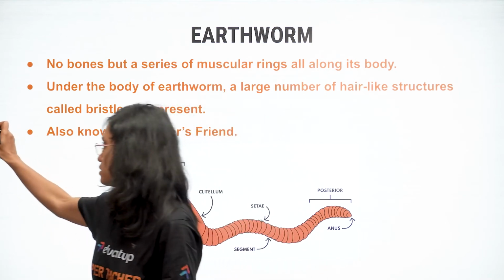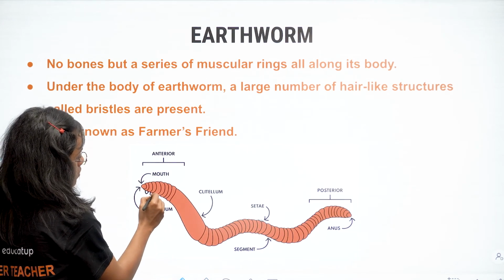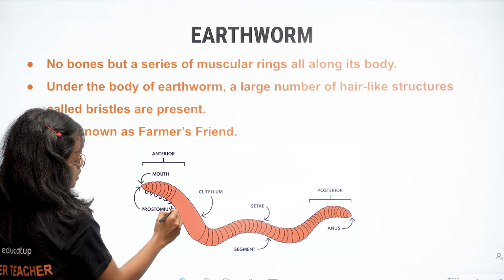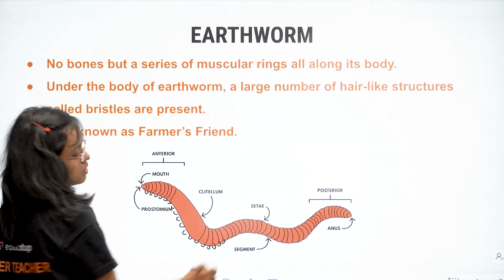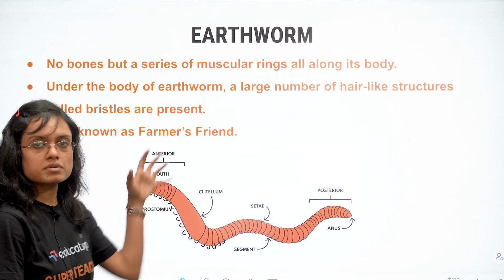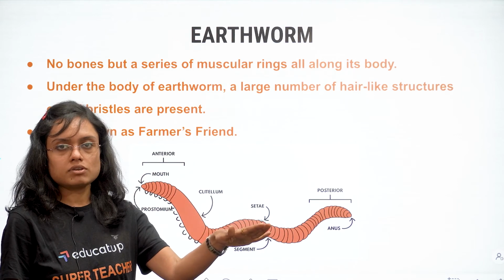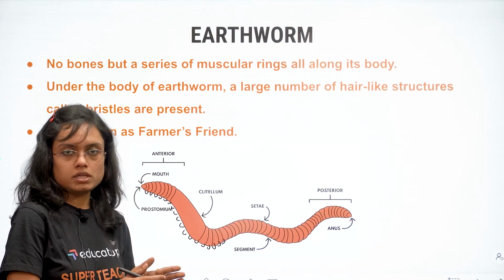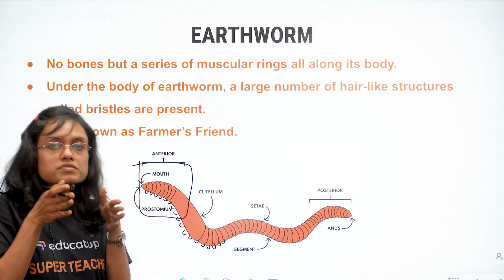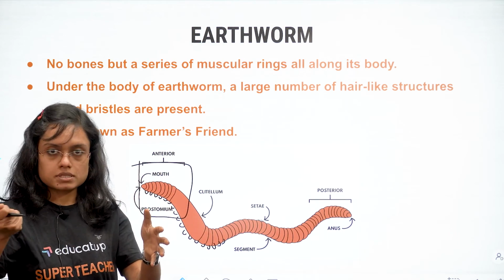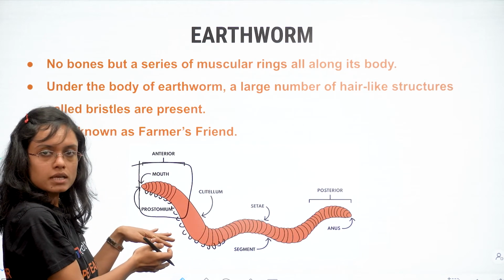How? Let's understand. See, it is present from here like this. So what happens? The earthworm slithers over the surface. These bristles provide a grip over the surface. It moves its anterior part and squeezes the rest of the body. This is the anterior part. So first it moves this anterior part with the help of these bristles. The rest of the body will be static. Then it squeezes the rest of its body and brings it forward.